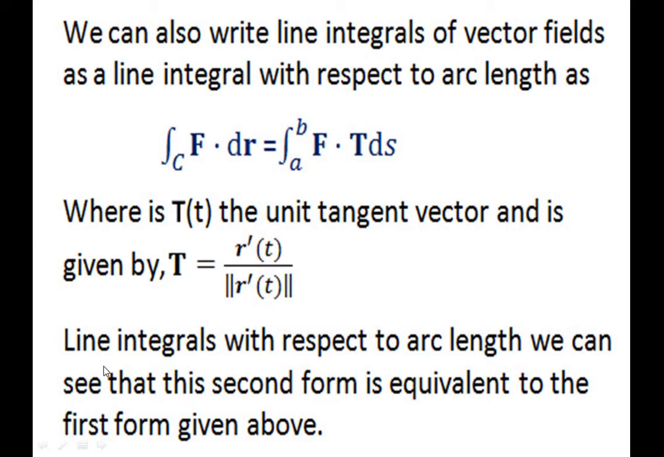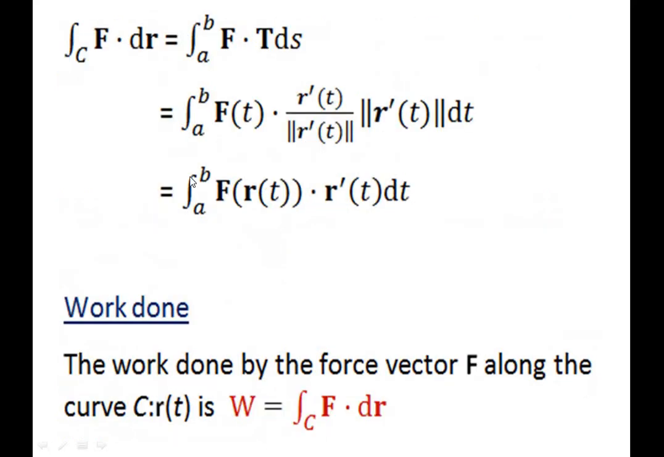Okay, then for line integrals with respect to arc length, we can see that the second form is equivalent to the first form given above. That is, we can represent the line integral in terms of arc length. Then integral over C f dot dr equals integral from a to b f dot T ds. We know the expression of T, so that equals integral from a to b f of r of t dot r dash of t by norm r dash of t, into norm r dash of t, into dt. Cancelling norm r dash of t, we get integral from a to b f of r of t dot r dash of t dt.